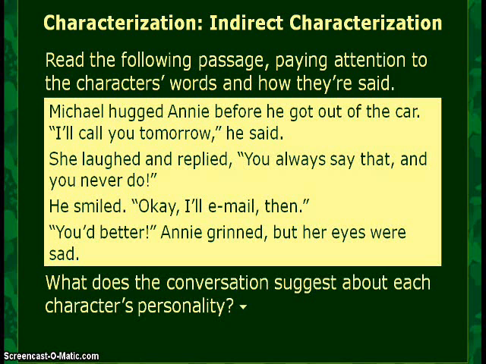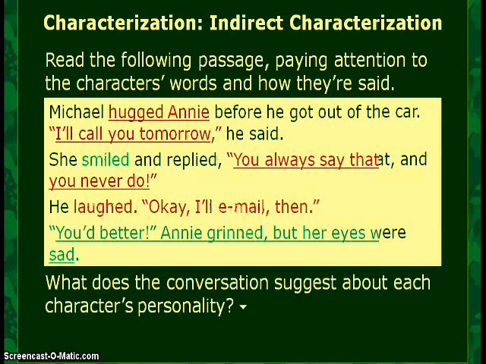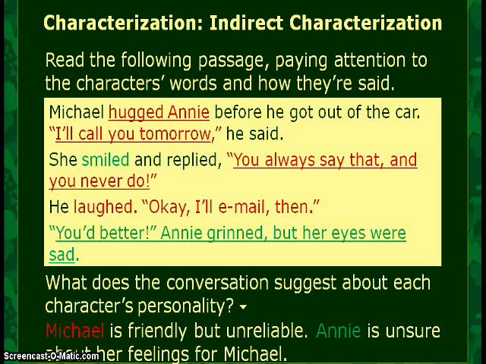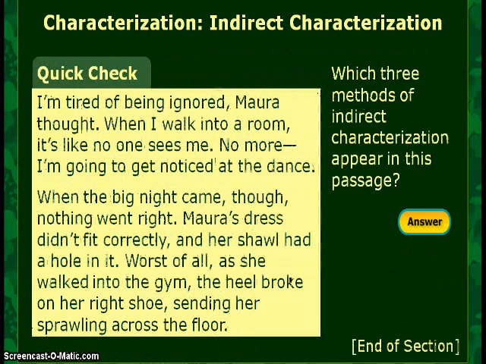What does this conversation suggest about each character's personality? Well, Michael, I can see, is friendly, but he's kind of unreliable because he promises to do something and then doesn't follow through. Annie, on the other hand, is kind of unsure about her feelings for Michael because she grins and jokes around with him, but you can see if you look closely that she's kind of sad, so she's a little conflicted. All right, let's do a quick check.